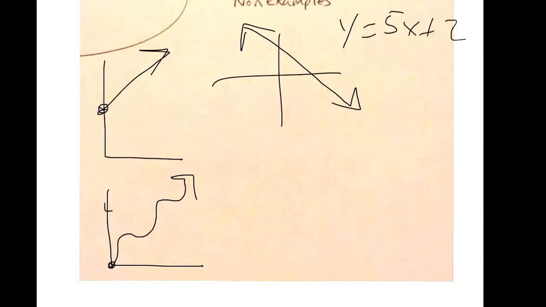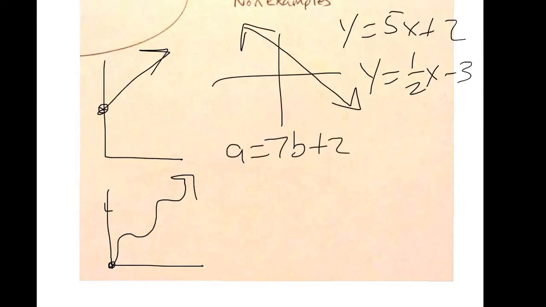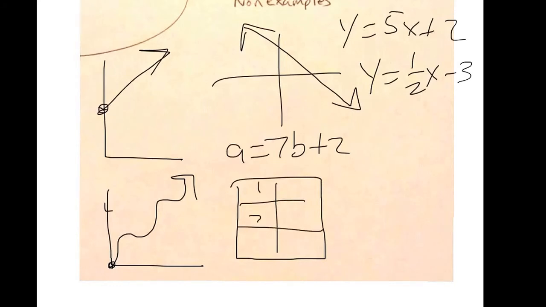Y equals 5x plus 2. So things like we've been studying, y equals 1/2 x minus 3, and then some other letters, a equals 7b plus 2. A table that would not be an example, 1, 2, 3. Let's say I double this and add 1. So 1 doubled is 2 plus 1 is 3. 2 doubled is 4 plus 1 is 5. 3 doubled is 6 plus 1 is 7. There's no one single number that I could multiply 1 by to get 3, because 1 times 3 is 3, but 2 times 3 isn't 5, and 3 times 3 isn't 7.